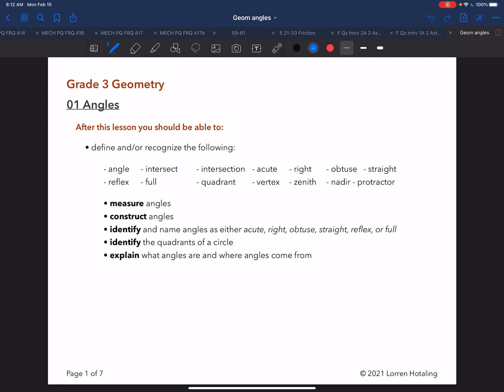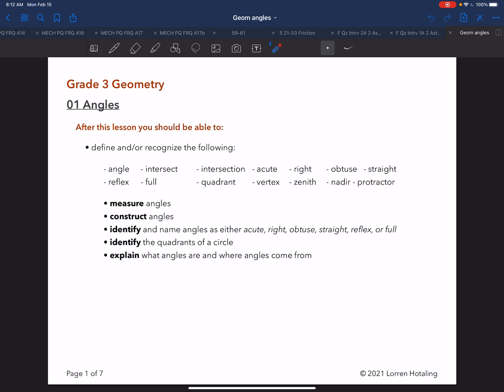Welcome to Grade 3 Geometry. The first thing we're going to learn in geometry is about angles. After we're done with learning about angles, you should be able to define or recognize the following items: angle, intersect, intersection, acute, right, obtuse, straight, reflex, full, quadrant, vertex, zenith, nadir, protractor.